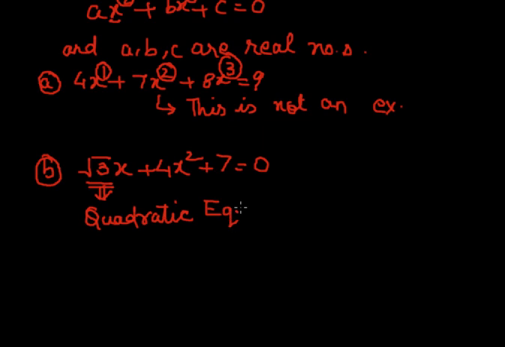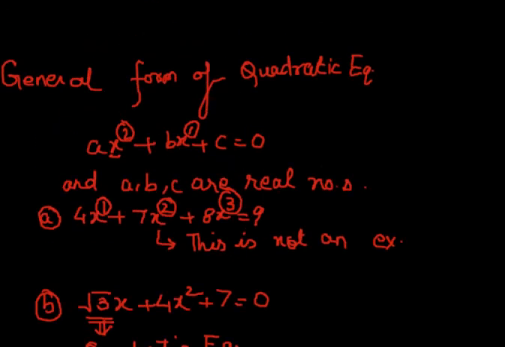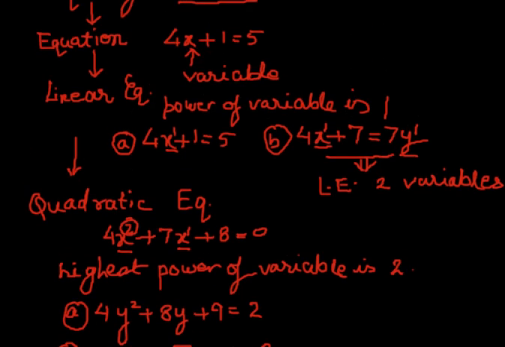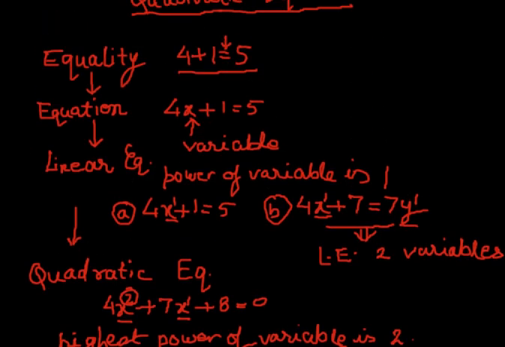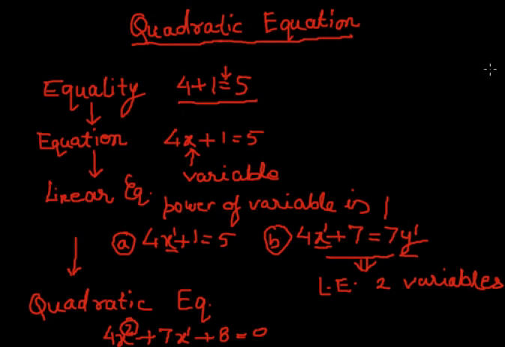Now from all these examples we have studied that the quadratic equation is an equation in which the highest power of variable is 2. For this lecture, this is the end of this quadratic equation first lecture. Thank you.